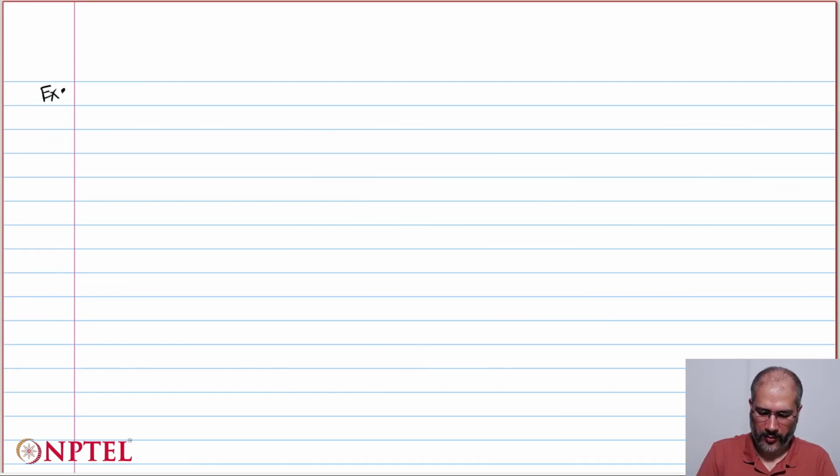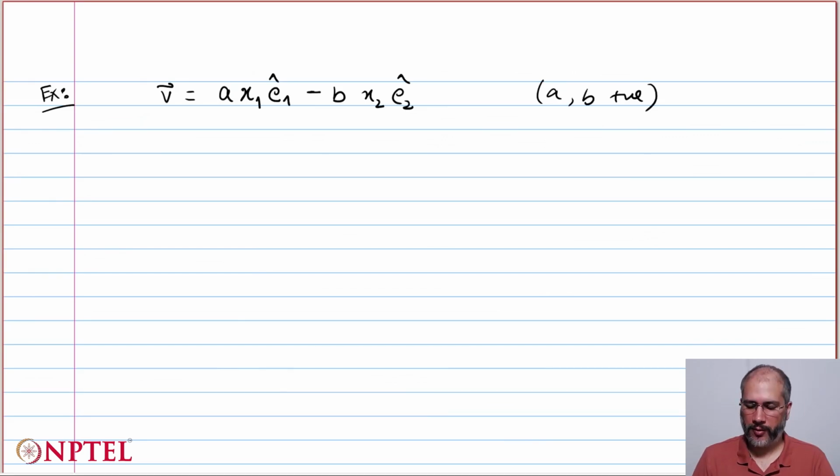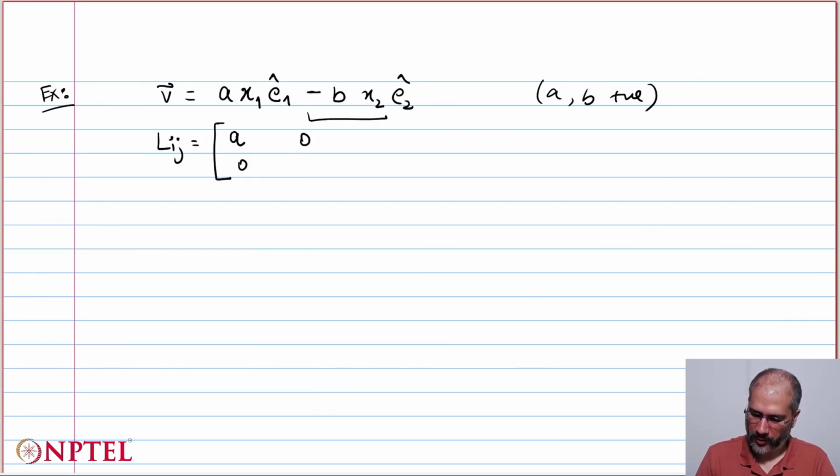So in this first example, let us say our velocity field is given in 2 dimensions as this vector. So from this, we calculate our L tensor, which is v_i,j. So in 2 dimensions, it becomes ∂v1/∂x1, that is an A, then ∂v1/∂x2, that is a 0, and then ∂v2/∂x1, that's a 0, and then ∂v2/∂x2, that's a minus B. And in this case, A and B are both positive quantities.